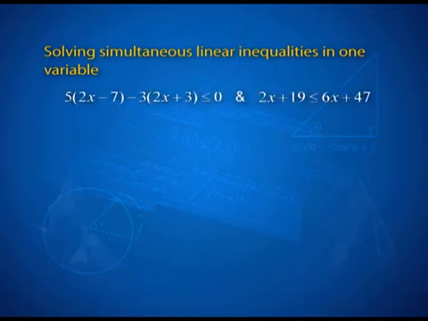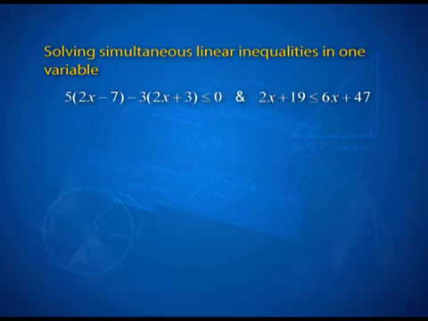Let us take up a question. 5 multiplied by (2x minus 7) minus 3 multiplied by (2x plus 3) is less than or equal to 0, and 2x plus 19 is less than or equal to 6x plus 47. We have to find the common solution of x for these two inequalities.